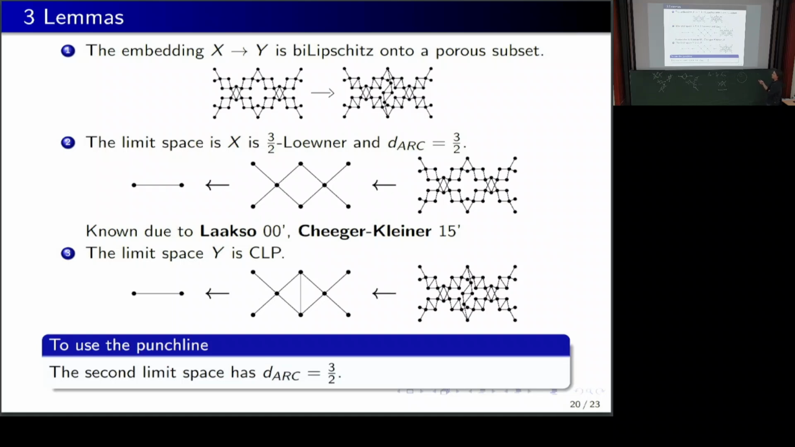But nevertheless, this is combinatorially Loewner. It is more or less about the fact that the combinatorial Loewner property is a very general and generic property for self-similar fractals. It is a bit tedious to prove, but nevertheless this is true. And now to use the punchline, which said that a porous subset, or a subset which has a lot of holes, should have a strictly smaller dimension, I have to prove that this has Q-Ahlfors regular conformal dimension exactly equal to 3 over 2.